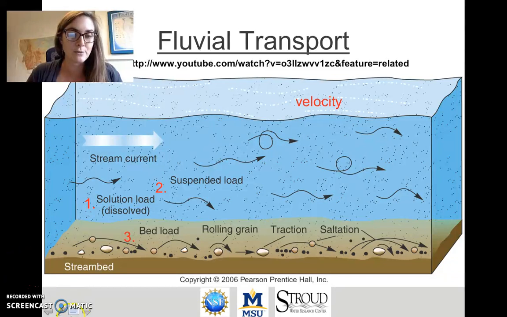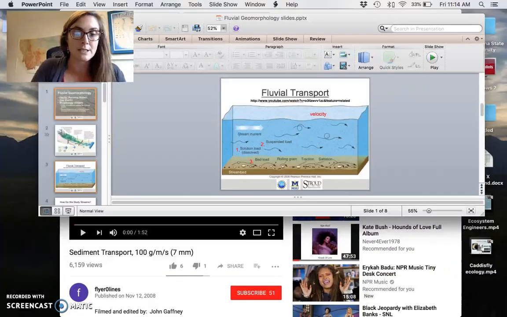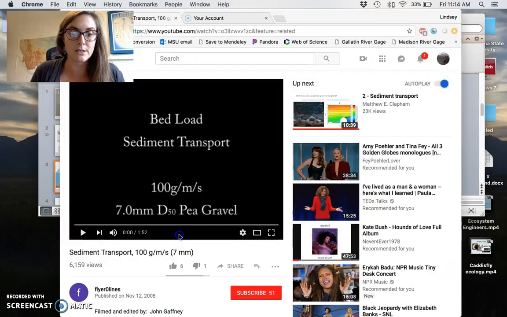And then the final group here is the bed load. So these are the particles on the bed that are too large to be suspended up into the water column, and instead they move by rolling, or a process that's called saltation, which essentially just means that those particles are skipping along the bottom of the river. Let's take a look at what that actually looks like.